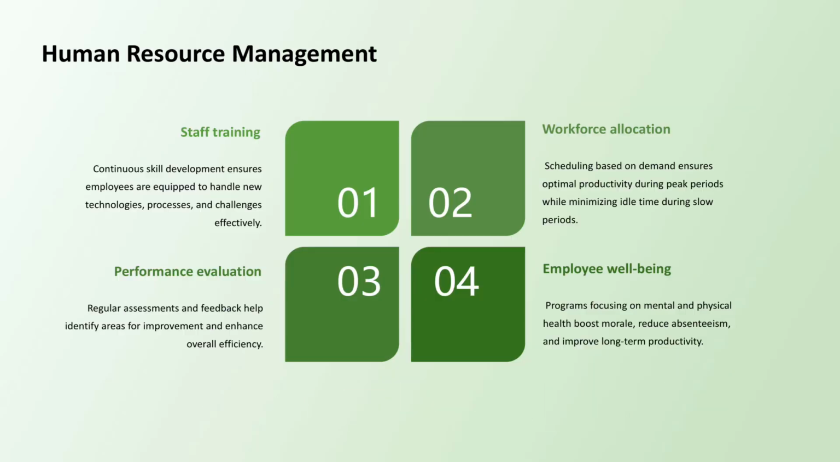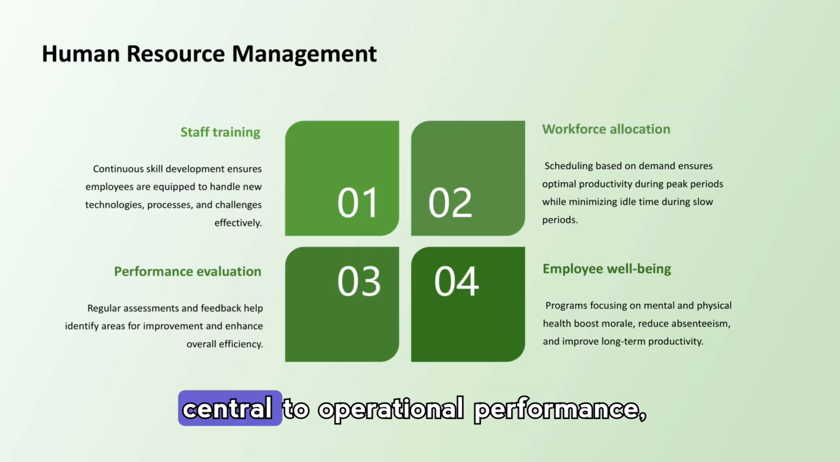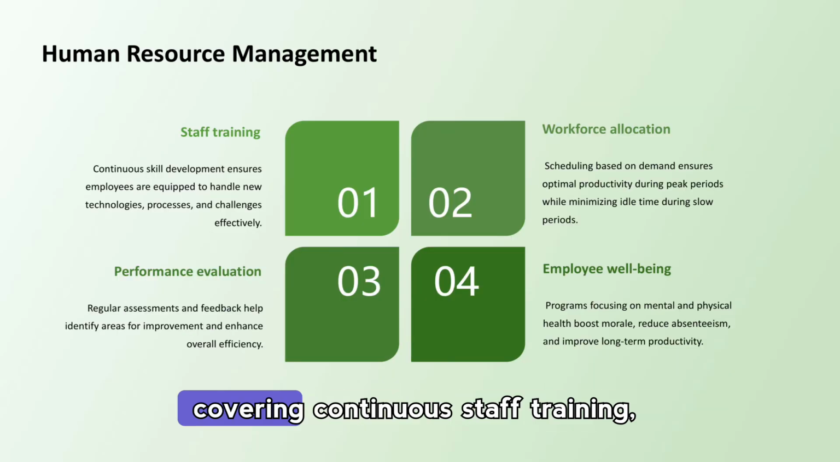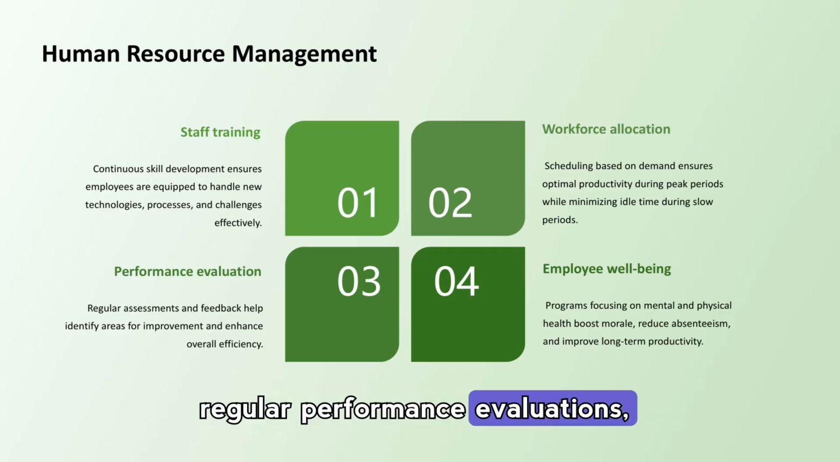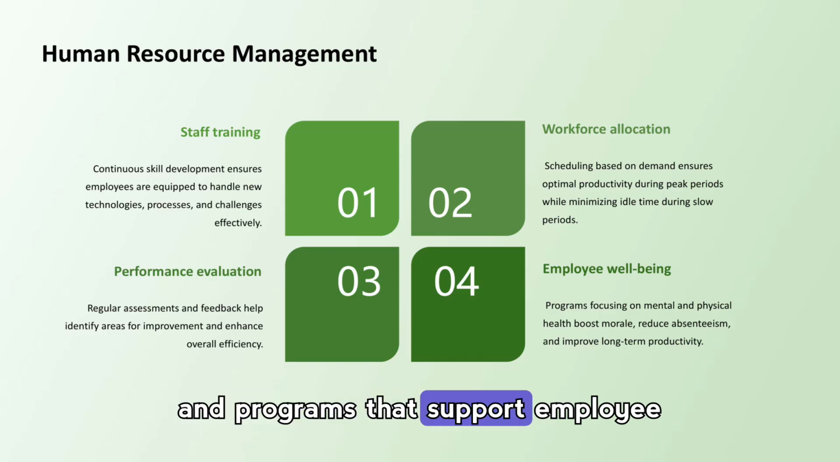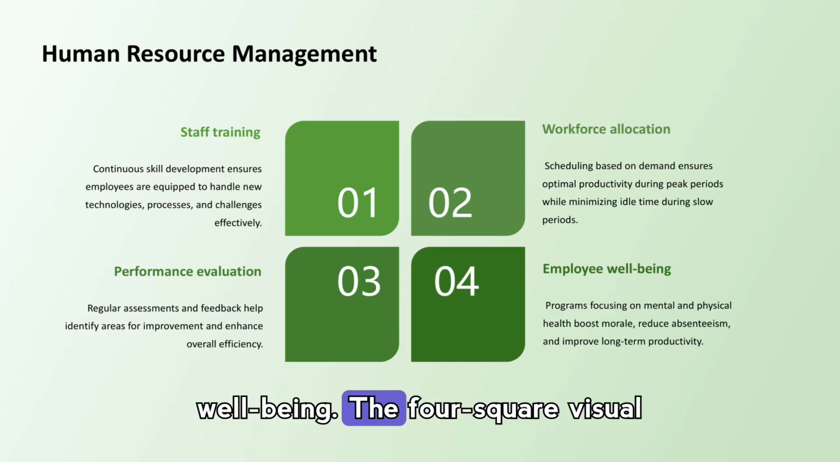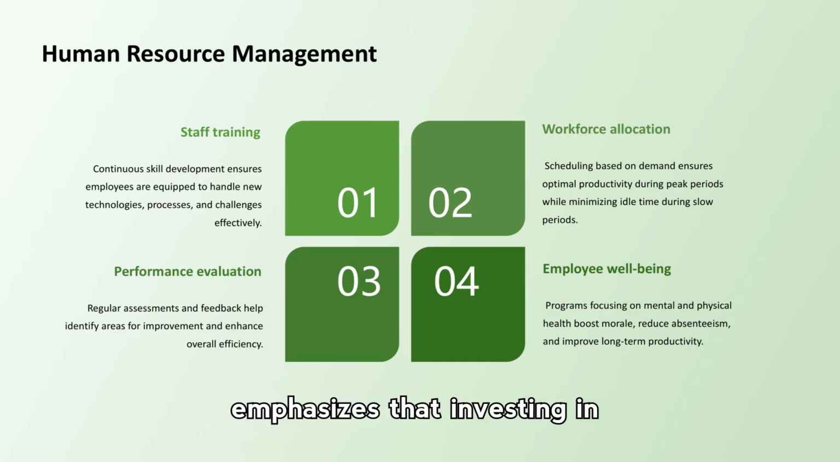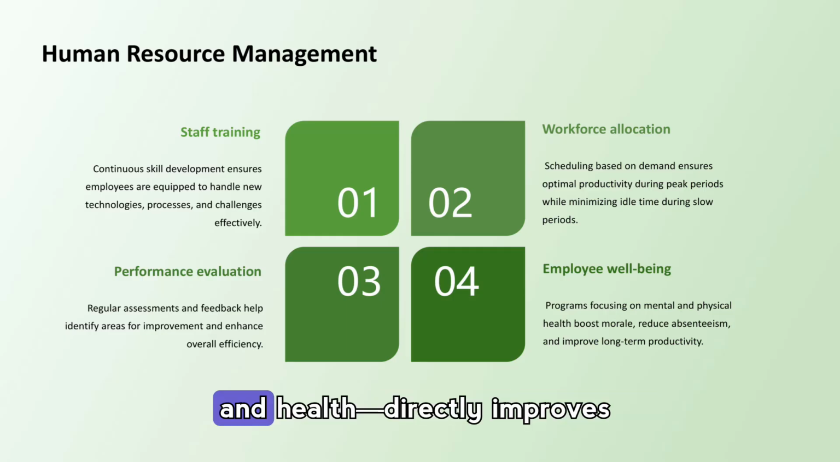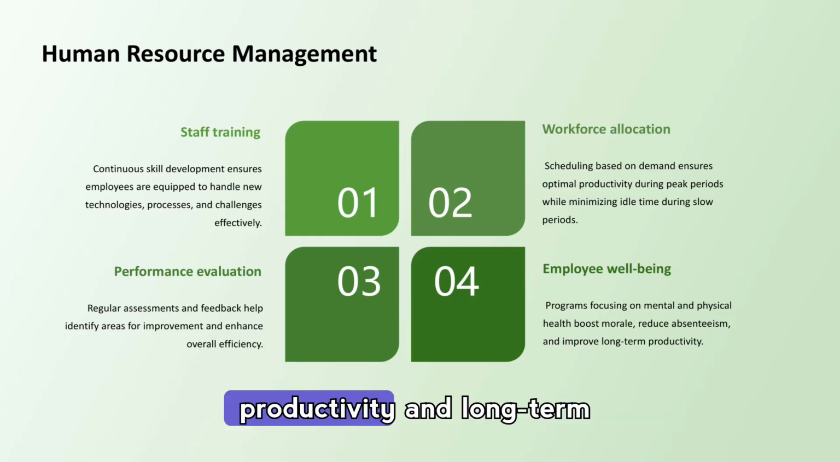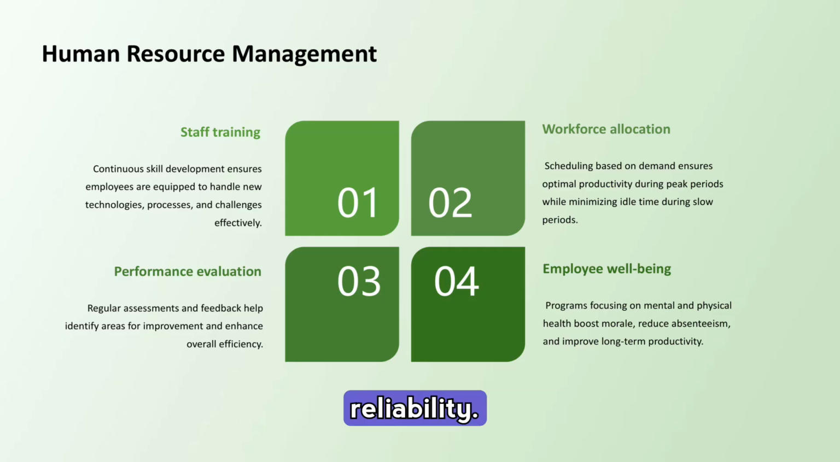fewer handoffs. Human resource management is central to operational performance, covering continuous staff training, thoughtful workforce allocation, regular performance evaluations, and programs that support employee well-being. The four-square visual emphasizes that investing in people, skills, schedules, feedback, and health directly improves productivity and long-term reliability.